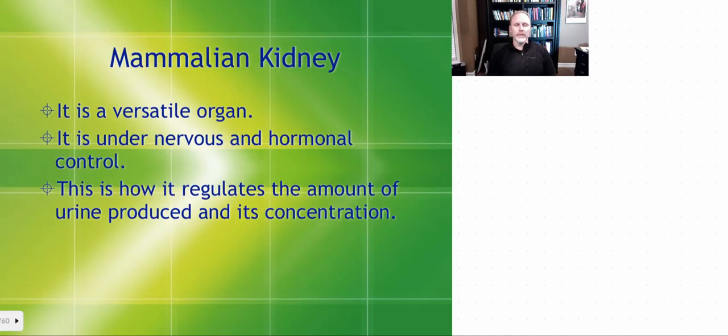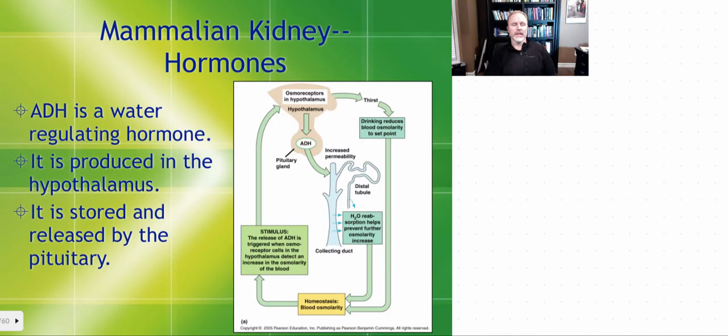Okay, in the last section, we really focused on how the urine is formed and how the nephron functions. And in this one, we're going to talk about the hormonal control of some of these things that we've discussed in the last section. So the mammalian kidney itself is a very versatile organ, and it's under nervous and hormonal types of control. And this is how we can regulate the amount of urine produced as well as the concentration of it.